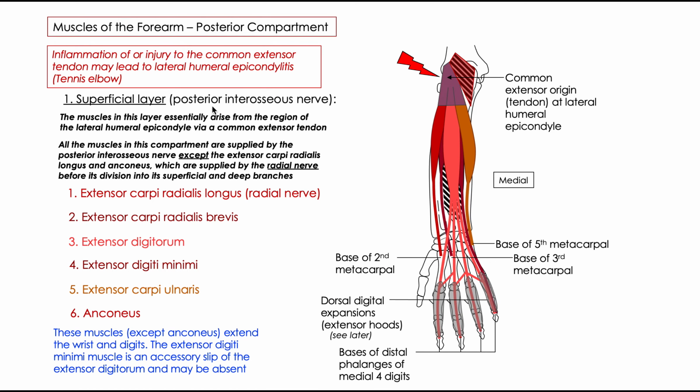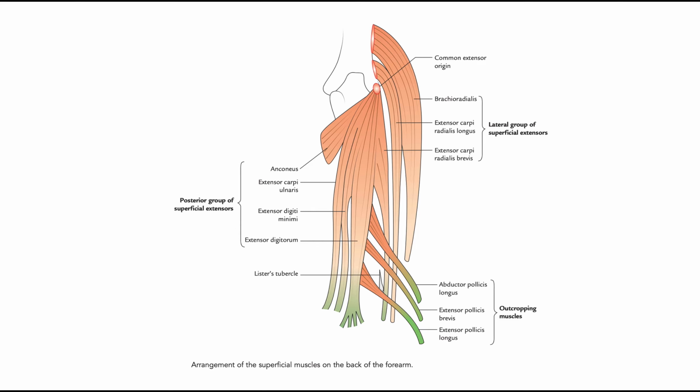Okay, so what are the actions of these muscles? Other than anconeus, they all extend the wrist joint and the digits, and the extensor digiti minimi is an accessory muscle, as I said already; it may be there, it may not be there. Now this is a diagrammatic representation of the same muscles that we have discussed so far, so you can see them together. Brachioradialis I have not mentioned here because we discussed it previously, but it also belongs to my superficial compartment. Then you can see the extensor carpi radialis longus, then the brevis, then digitorum, digiti minimi, and the ulnaris, and last but not least my anconeus.